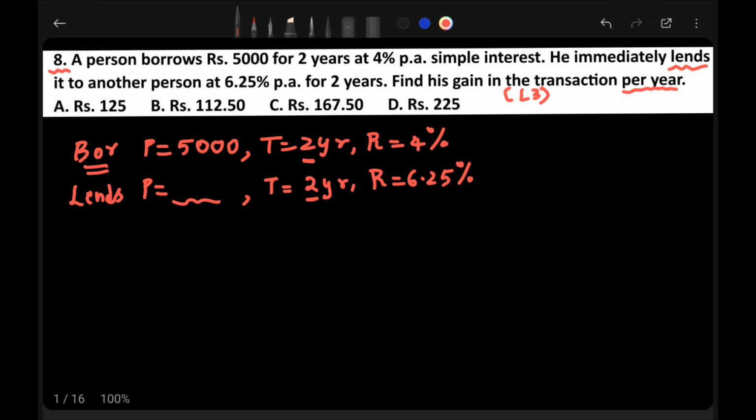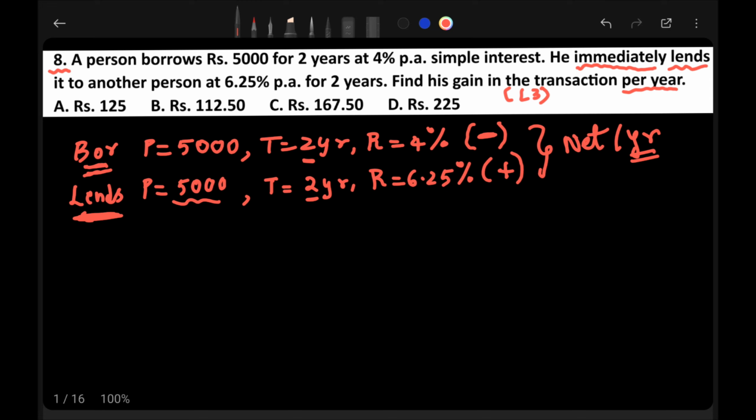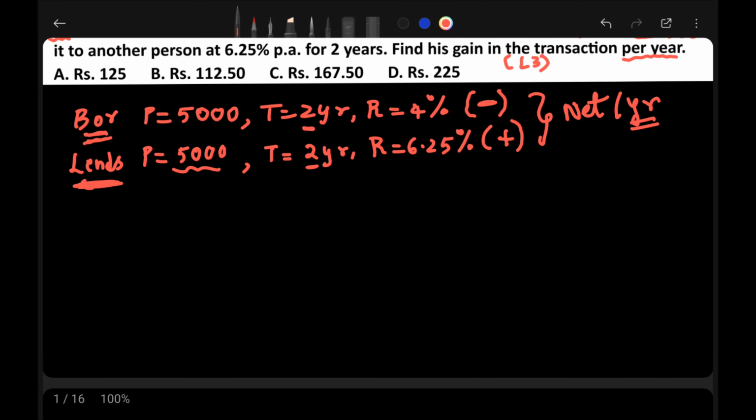Now, here, what is the principal amount? He immediately lends, so the principal amount is again the same. If he is borrowing from someone, he has to pay extra interest, so he is losing money here. If he is lending to others, he can collect the extra interest, so this amount can be added. We need to calculate the net per year. Keep that in mind.